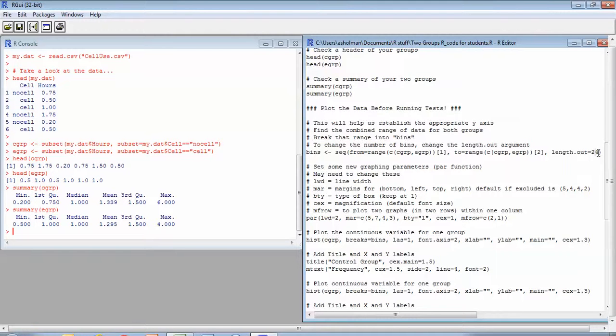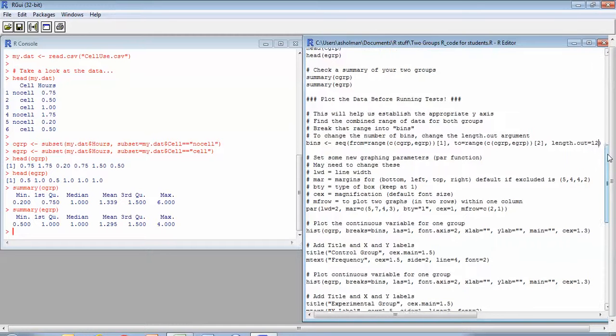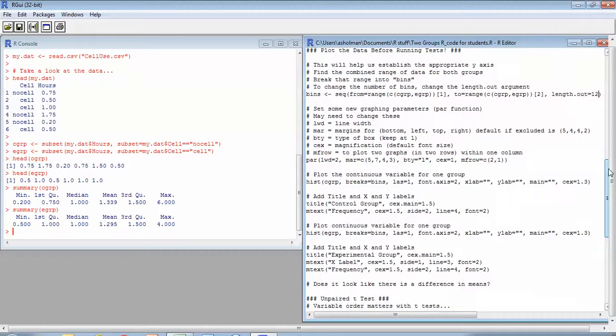And I'm actually going to change that. Our max is 6 hours. So I'm going to do every half hour. So I'm going to break that into 12 bins. So that length out argument changes the number of bins. So we're working from about 0 to about 6, so 12 bins will give us a good approximation of half hours.